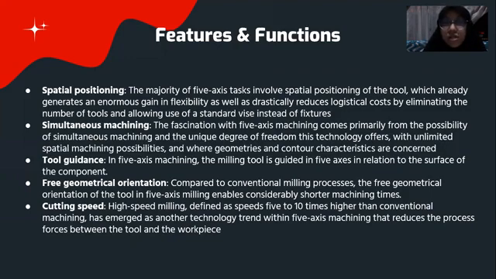In 5-axis machining, the milling tool is guided in 5 axes in relation to the surface of the component. The fourth one is the free geometrical orientation. Compared to the conventional milling process, the free geometrical orientation of the tool in 5-axis milling enables considerably shorter machining times. And the last one is the cutting speed. High-speed milling, defined as speed 5 to 10 times higher than conventional machining, has emerged as another technology trend within 5-axis machining that reduces the process force between the tool and the workpiece.